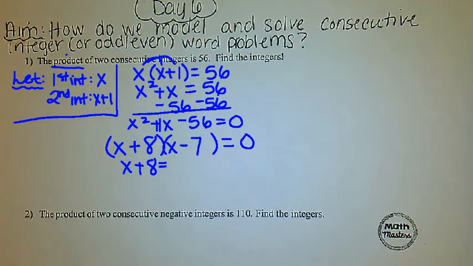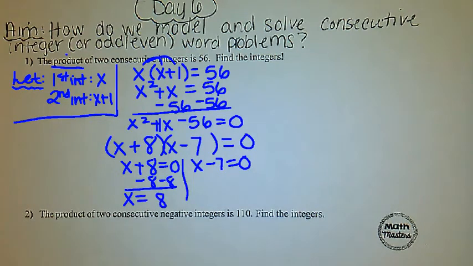And then you solve it just like we've been doing. I'm going to do these one at a time. One of my solutions is going to be negative 8, and then negative 8 plus 1 would be negative 7. So there's one solution.